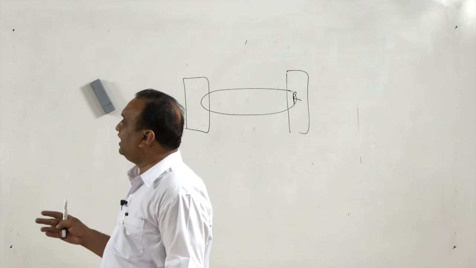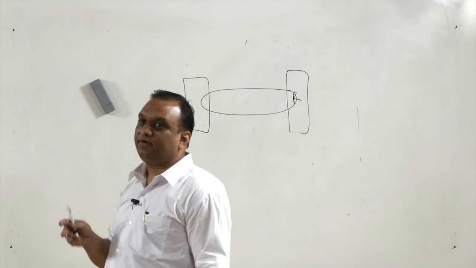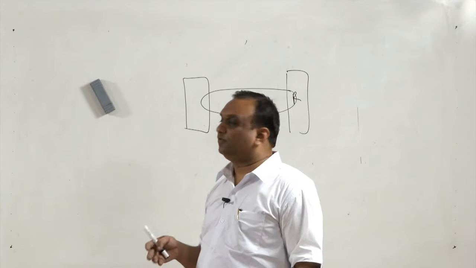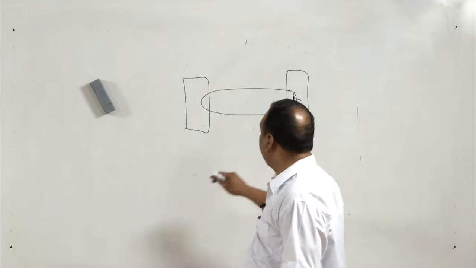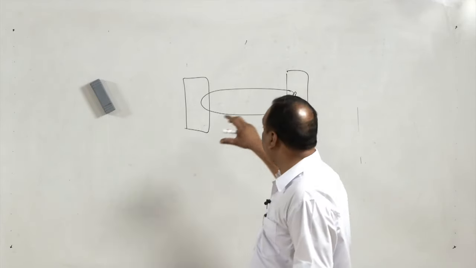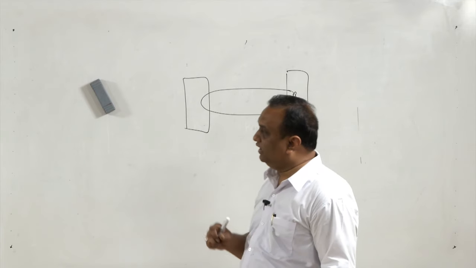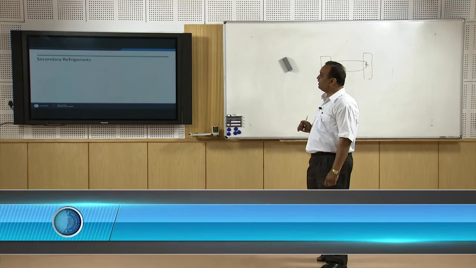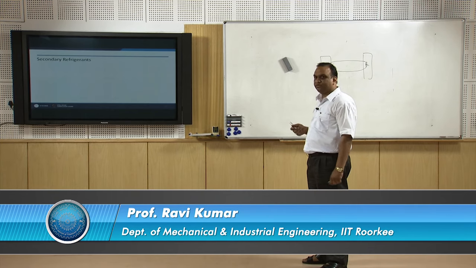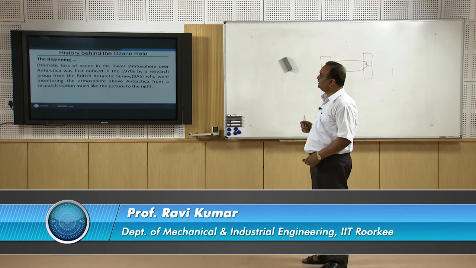So, chilled water in a high capacity refrigeration system picks up heat from the building or different parts of the building and discharges that heat to the refrigerant in the evaporator, or primary refrigerant. So, this is the function of a secondary refrigerant. Even brine in ice making factories is also used as a secondary refrigerant.